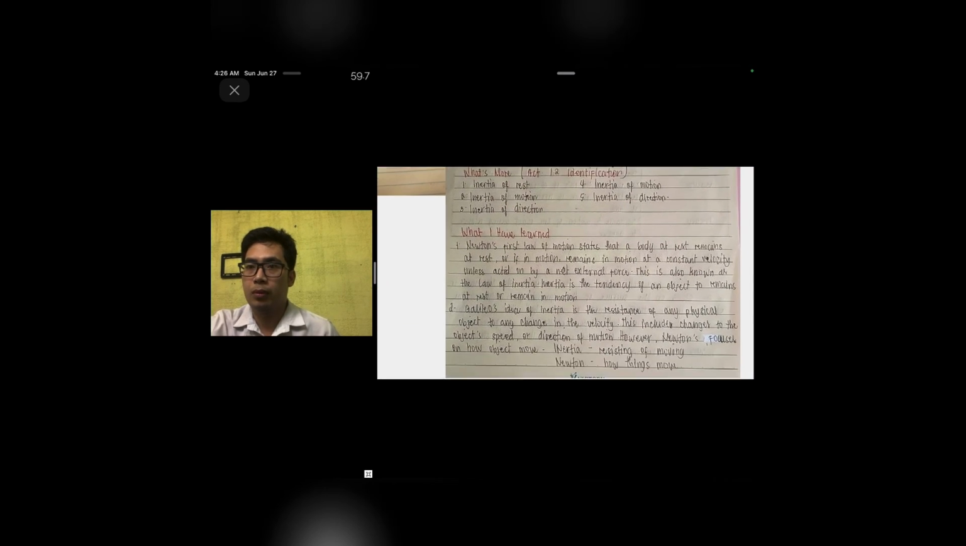So here's an example na binigay sa akin ng mga estudyante ko. I asked them na baka bigyan nila ako ng kopya for documentation purposes, and they gave it to me. Ito yung mga sagot nila. One of them answered, Newton's first law of motion states that a body at rest remains at rest. This is also known as the law of inertia. Inertia is the tendency of an object to remain at rest or remain in motion.